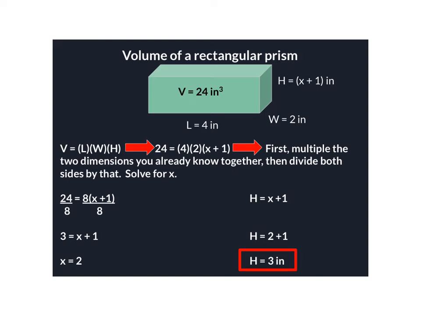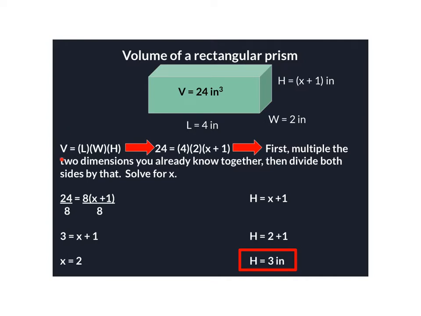Alright guys, so volumes of rectangular prisms, a little bit easier than a cube because we just have three different dimensions here, and those dimensions, not always, but a lot of times will be different. So if you look at this rectangular prism, they give us the volume 24 cubic inches, they give us a length of 4 inches, a width of 2 inches, and then a height represented by this expression right here, x plus 1 inch. And so we're looking to find the actual number, the value for this height.